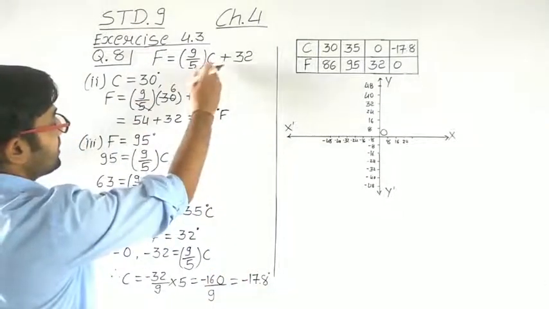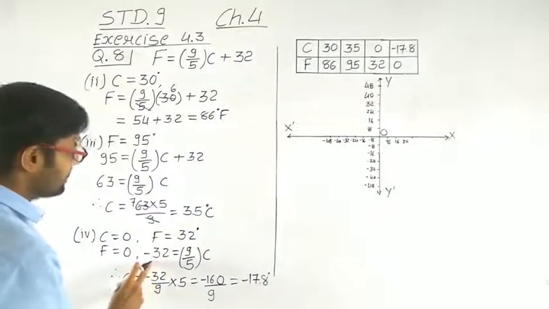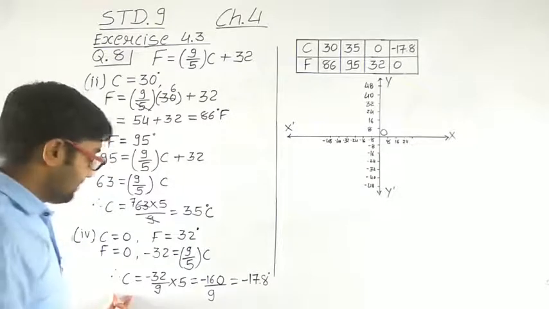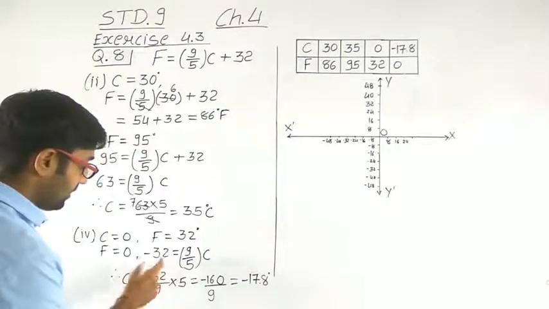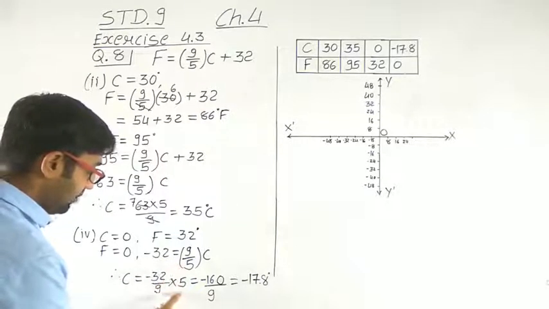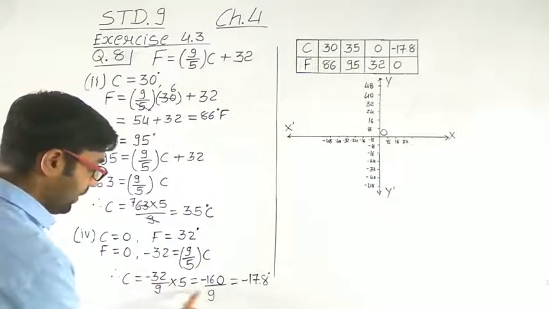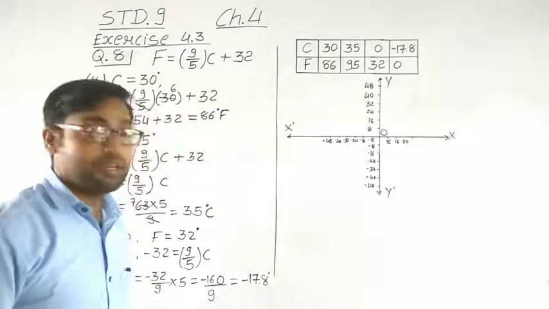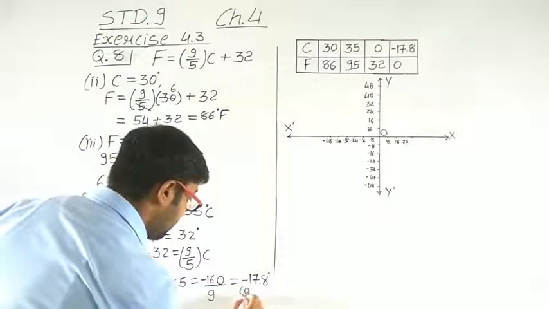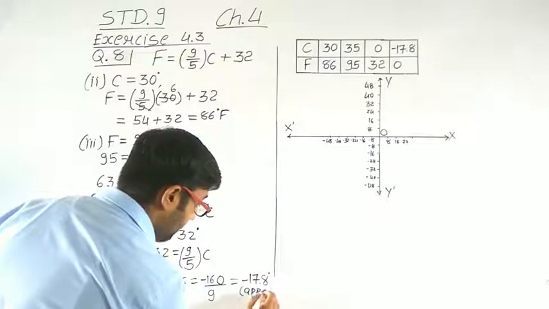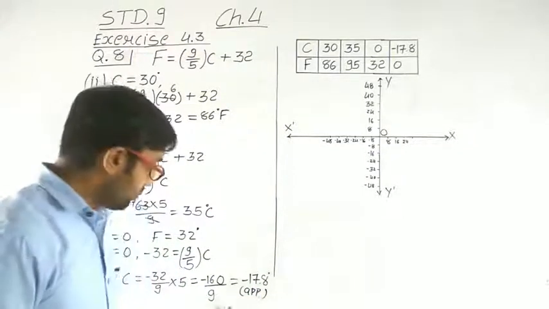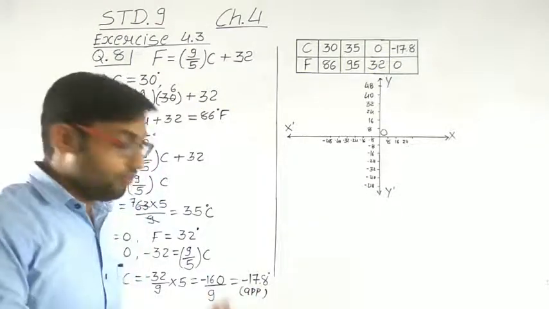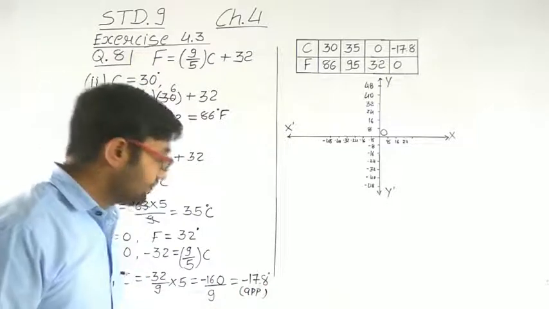To find the value of C, take this 32 to the left hand side, it will become minus. Right hand side we have 9/5 × C. Now by making C the subject, we have to multiply the 5 with the 32. Minus 32 × 5 / 9. So we get 32 × 5 = 160 upon 9. When we divide 160 by 9, we get minus 17.8 degrees. This is an approximate value, not the correct value, because the denominator is 9, and when the denominator is 9, the division is non-terminating. So this is approximate.